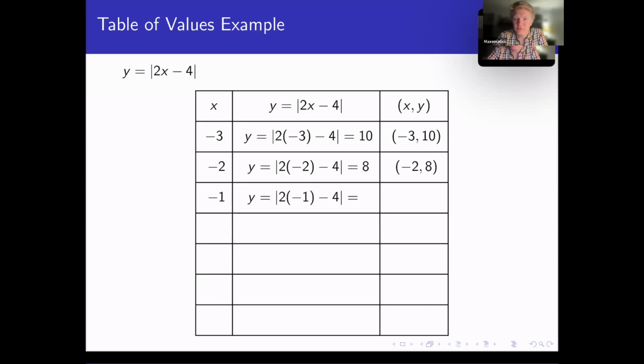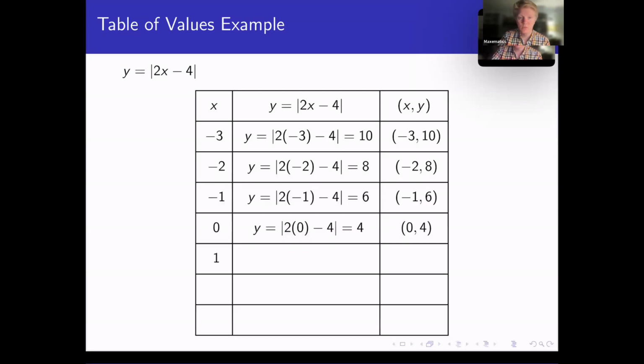-1: 2 times -1 is -2. -2 minus 4 is -6. The absolute value of -6 is +6. So we have (-1, 6). All right, at 0, 2 times 0 is 0. 0 minus 4 is -4. The absolute value of -4 is 4.